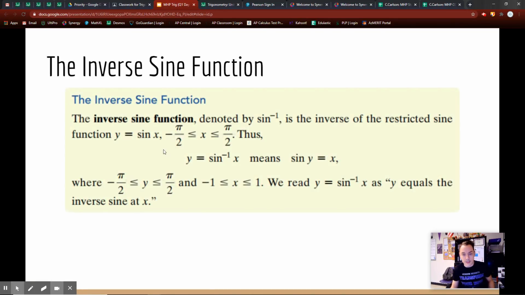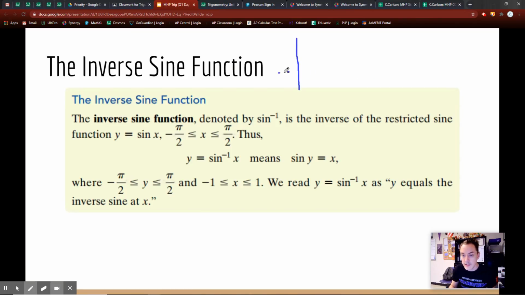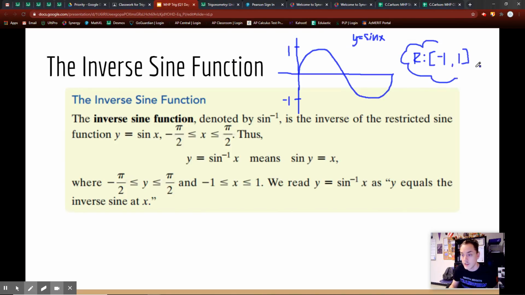So, the inverse sine function. Now pay very, very close attention to this graph, to this slide. I want to show something to you really quick. Ready? So this is your sine function, roughly. It looks something like this. This right here, your range for your normal sine function, y equals sine of x, your range is -1 right here to +1, right? You should be saying, yes, Mr. Carlson, you're right. Hooray. All right, now watch this.